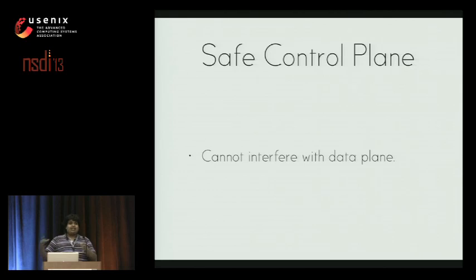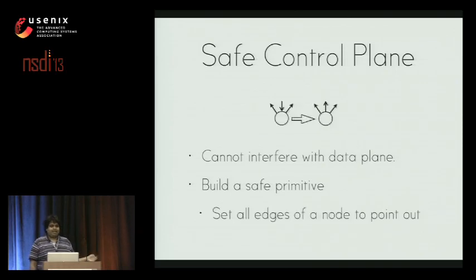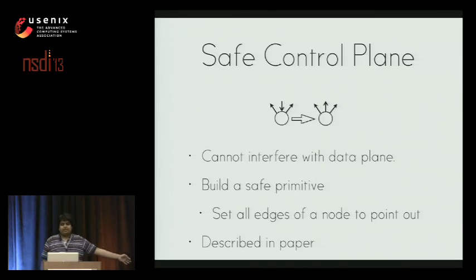What we show in the paper is that any control plane algorithm that can produce a DAG can run. So most control plane algorithms that are common should work fine. But we need the control plane to not interfere with the data plane. In particular, the control plane might want to influence paths at the same time as links are failing, and the data plane is trying to maintain connectivity. Having these two race against each other would not be very good. So to solve this, we build a safe primitive, and safe here just means it prevents races of this sort. The primitive we build sets all edges of a node to point outwards. So it just makes all links in a node point outwards. The details of how the primitive is built and how it can be used are described in greater detail in the paper.